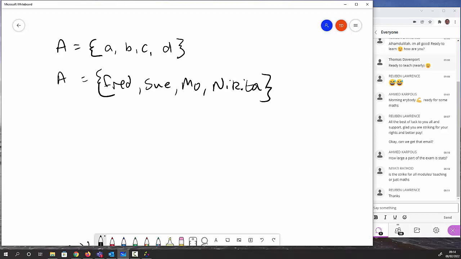So, just going over the documentation, we tend to use capital letters for sets and lowercase letters for the elements of sets, and the curly brackets at the beginning and the curly brackets at the end define the set. Okay, so that's just what a set is.